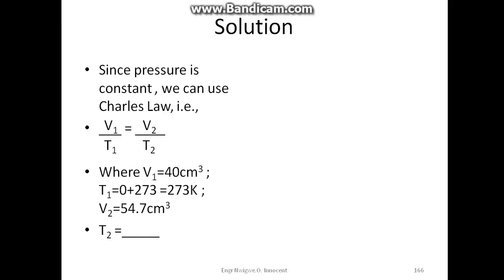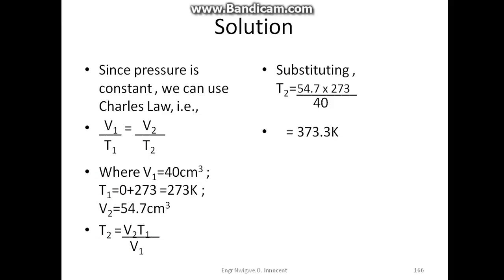Making T2 the subject of the formula, by cross multiplying, T1 will go to V2, V1 will go to T2. Then making T2 the subject of the formula, T2 will now become V2 times T1 all over V1. Substituting the values, we have that T2 is equal to 54.7 times 273 divided by 40, which will give us 373.3 Kelvin. Therefore, 373.3 minus 273 will give us 100.3 degrees Celsius.